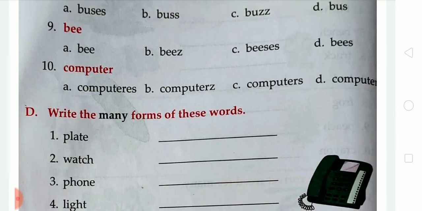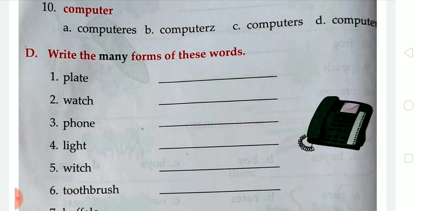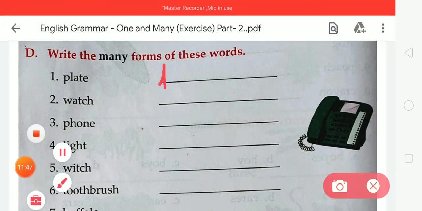Okay, now moving to the next exercise, that is exercise D. So dear student, what will we do in exercise D? So again we have to write the many forms of these words. Okay, so let's start. The first word is plate. So student, tell me what the many form of plate is. So we have to write here plates.